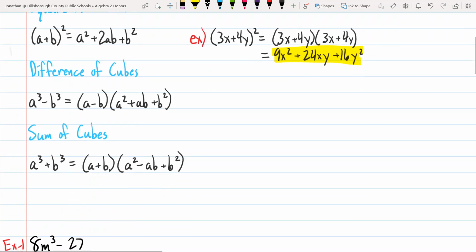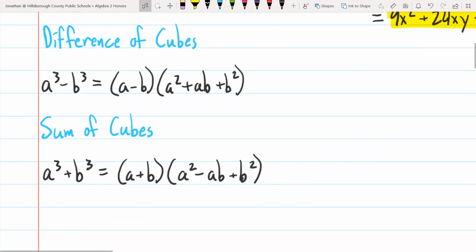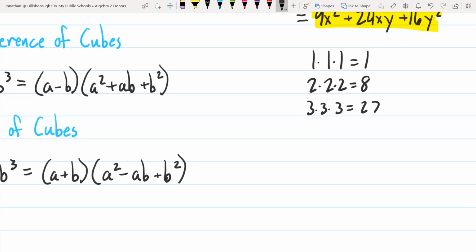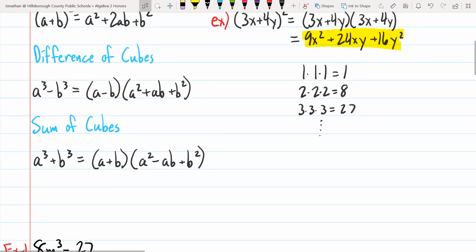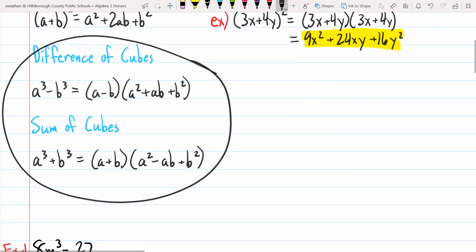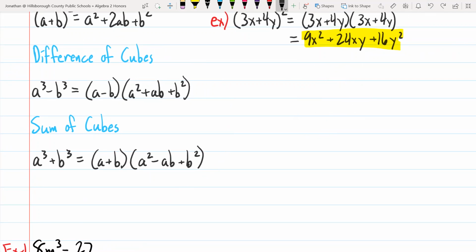What we're getting to today is the difference of cubes and sum of cubes. Now, instead of dealing with perfect squares like 4, 9, 16, 25, etc., we're dealing with perfect cubes. That would be 1 times 1 times 1 is 1. 2 times 2 times 2 is 8. 3 times 3 times 3, 27, etc., etc. And there's a specific way we factor these. It may look a little confusing with the variables. That's why I wanted to give you all a lot of examples to go through.